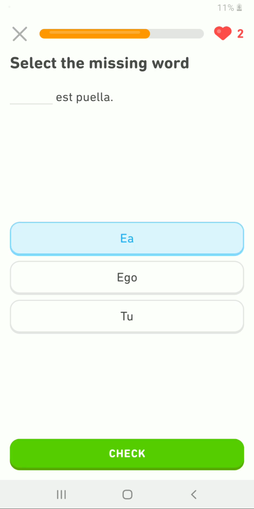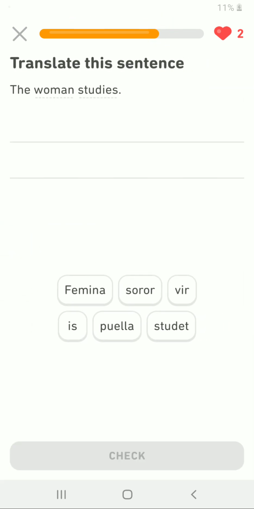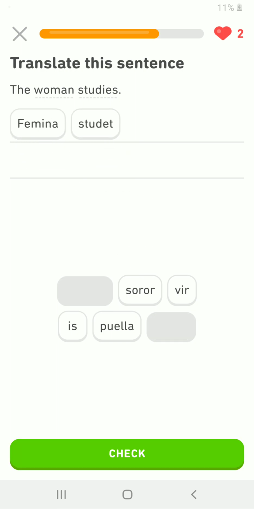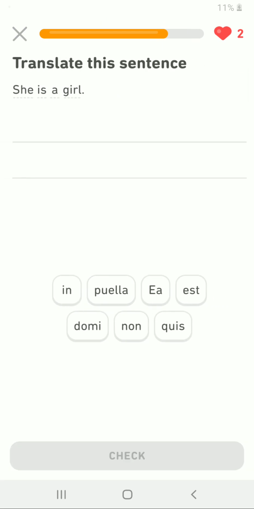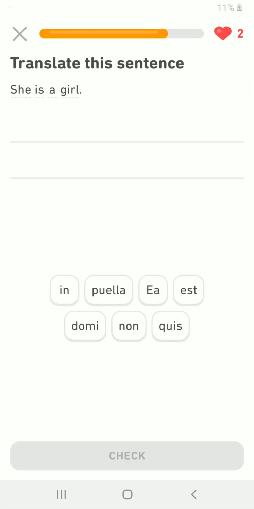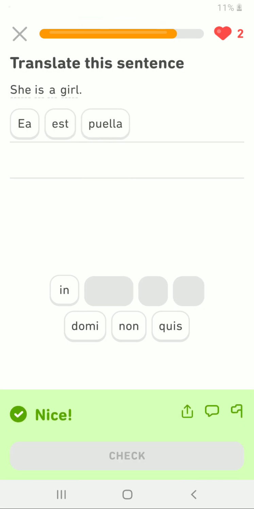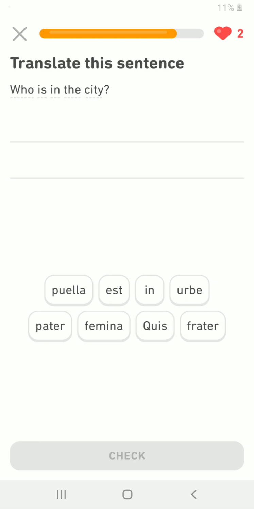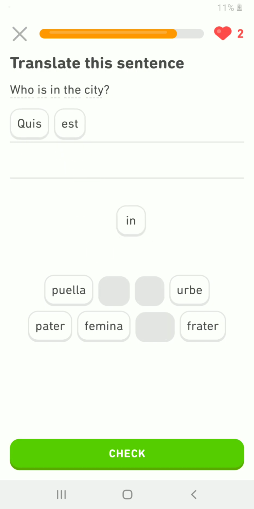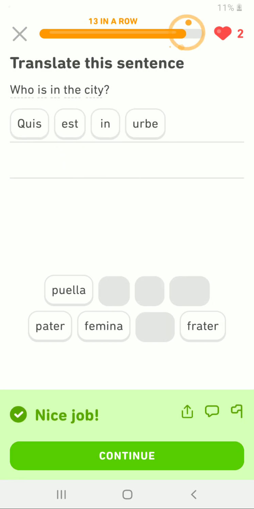Ea. So ea est puella, because it's not sum, it's est. So here you go. The woman studies. Femina studet. She, it's ea. Ea est puella. And who is in the city? Quis est in urbe. Urbe.